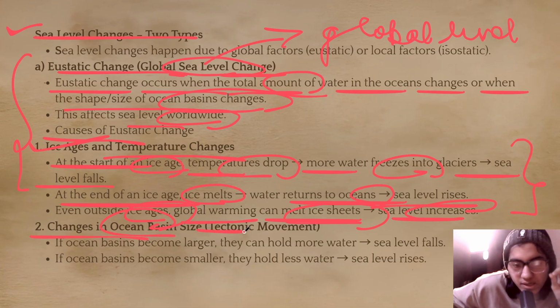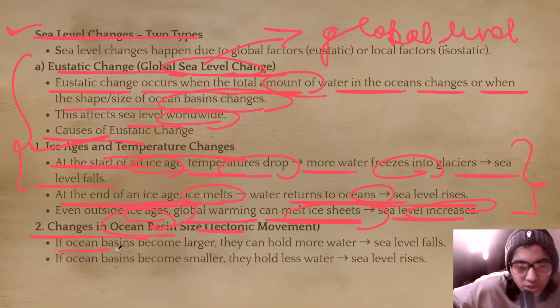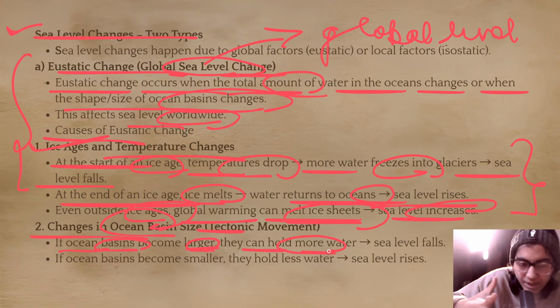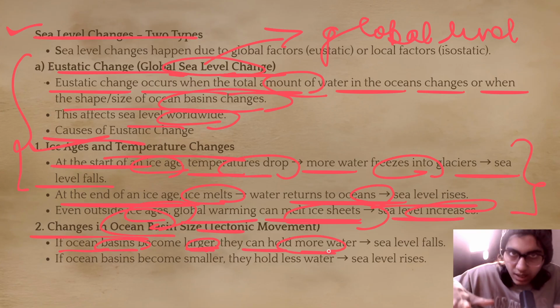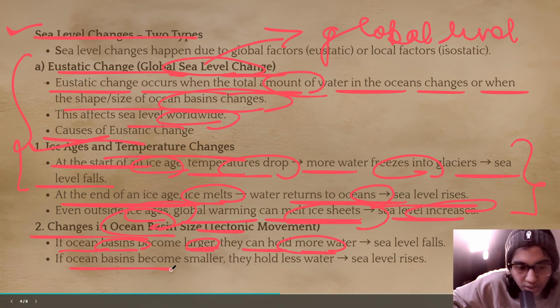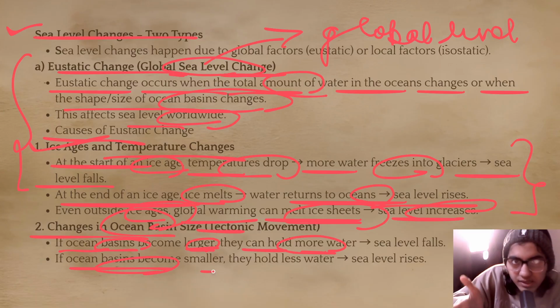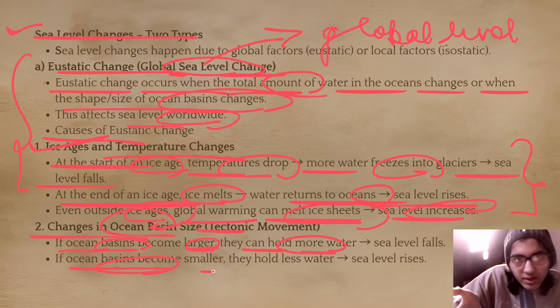Change in ocean basin size. I hope you are able to understand the ocean bed. Due to tectonic movement, if ocean basins become larger, they can hold more water and the sea level falls. The basin becomes larger and the total amount of water in it goes down. If ocean basins become smaller, they hold less water and the sea level rises. So they push the water, and because of that the water rises.